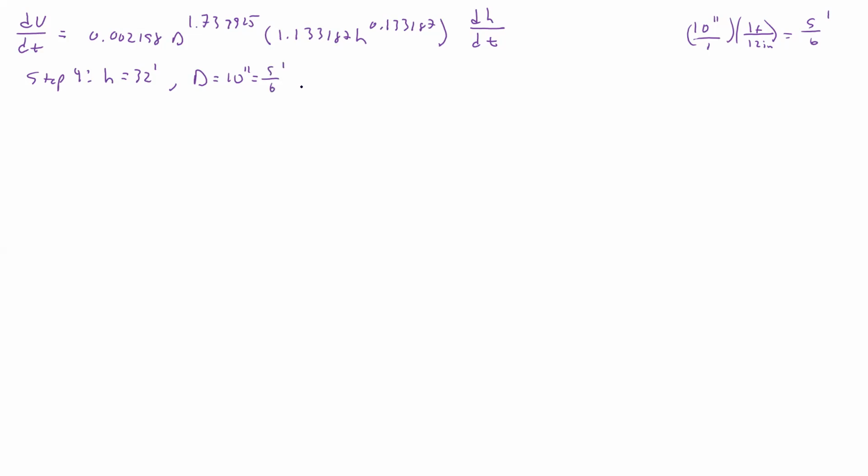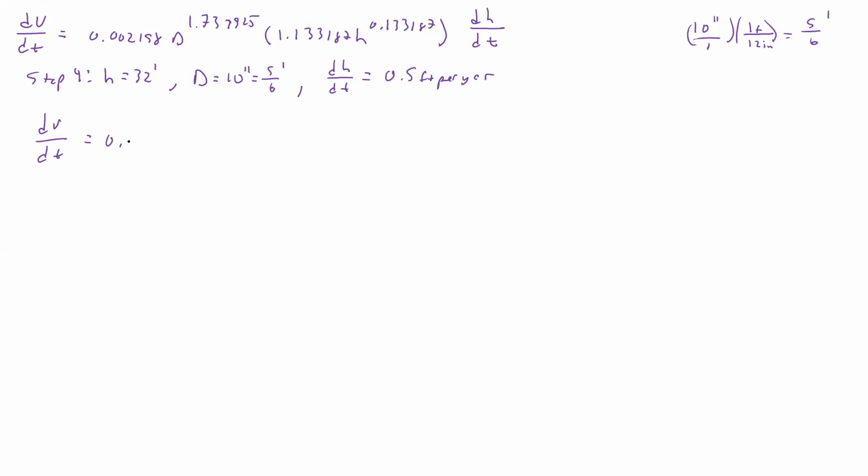Okay. And then what else did we know? Oh, we knew the change in height is changing by half a foot per year. So 0.5 feet per year. Okay, so we know all of those. So let's plug them into that equation and solve for the change in volume with respect to time.